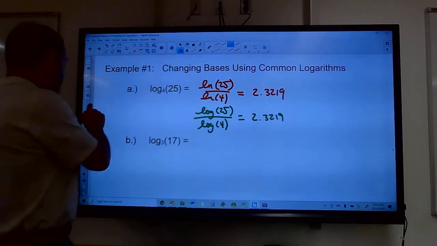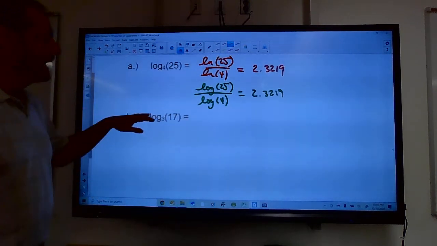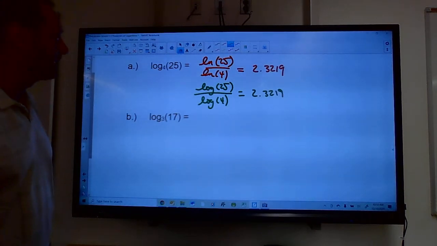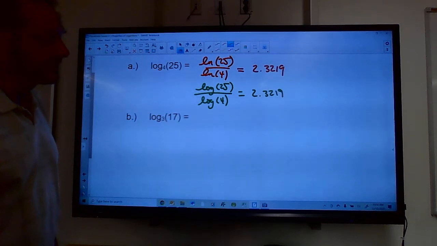All right, so I'm going to let you pause the video here really quick. I'll let you figure out what the log base 3 of 17 is, and then you can jump back on here and compare it with what I've got. Do it both ways, by the way, just to confirm that they're the same. So pause the video now.